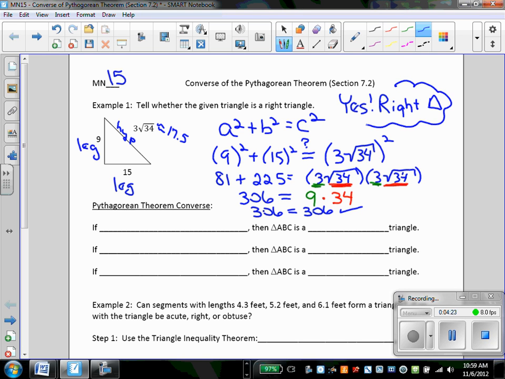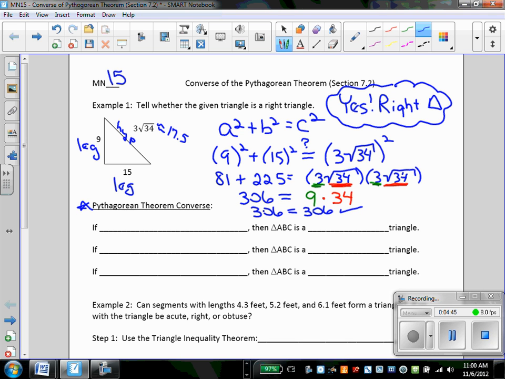So that is our answer to this problem right here. Now, what you should ask yourself is, okay, well, fine, it checks out. So what if it doesn't equal? What is it then? Are we just going to say, no, it's not a right triangle? Well, if it doesn't check out, that means it's going to be either an acute triangle or an obtuse triangle. And this is where the full Pythagorean theorem converse comes out.